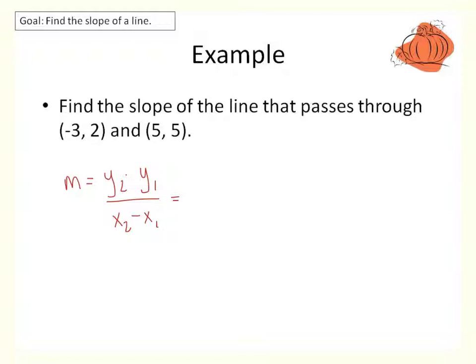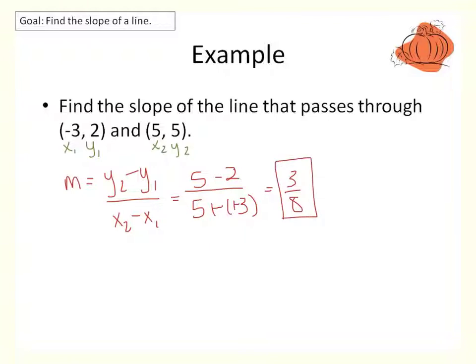Now, one of your points needs to be point 1 and one needs to be point 2, but it doesn't necessarily depend which one. So if this is x1, y1, and this is x2, y2, all you're going to do is plug in the numbers where they go. So y2 is where I'm starting: y2 is 5 minus 2, over x2, which is 5 minus a negative 3. You're going to work this out. So it looks like we have 3 over 8. That cannot be simplified, so there you go.